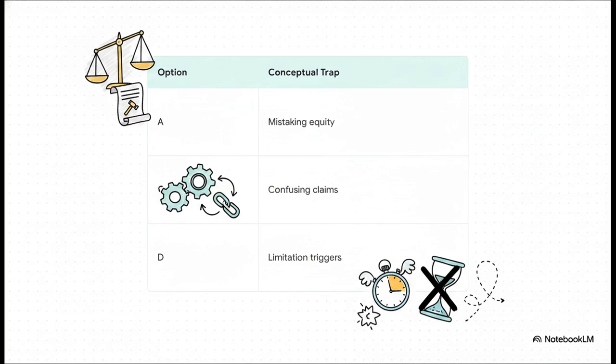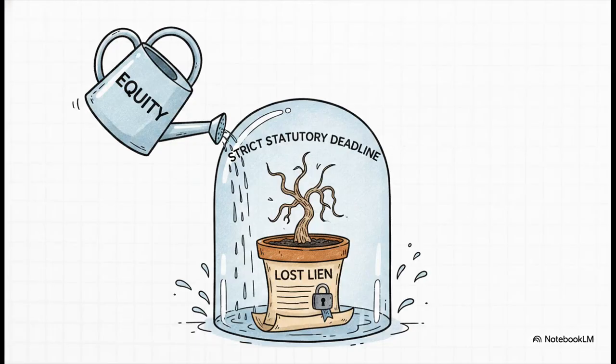And option D, that one preys on a misunderstanding of how legal timers or limitation periods actually work. Let's zoom in on Trap A, the idea that equitable relief may revive the lien. This is the ultimate fairness trap. As an engineer, you might naturally think, well, hey, I was acting ethically and negotiating, so a judge is going to be fair and give me my lien back.